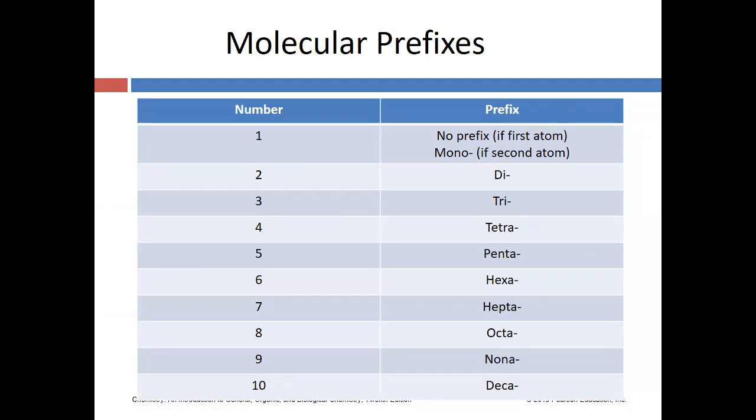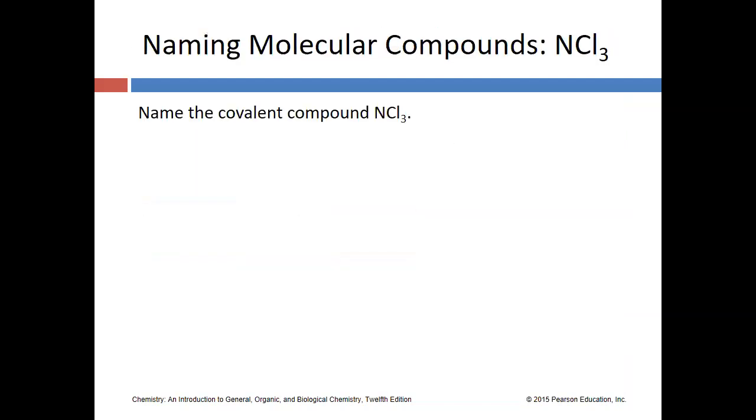So again, the structure here is, we name the first element, we name the second element. We add prefixes to the beginning of each element based upon what the subscripts are. And so with that in mind, if we look at an example like this, then we can start to break it down into its pieces.